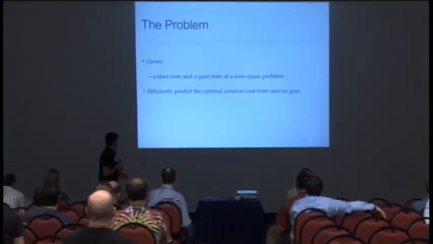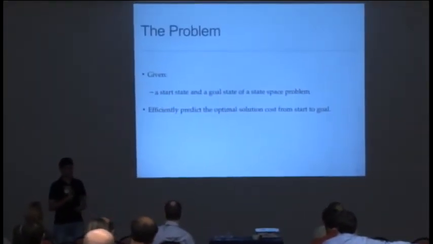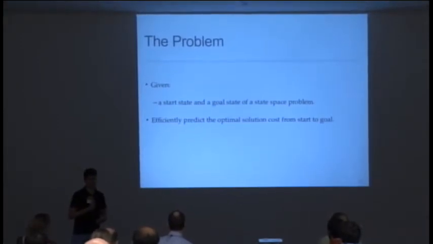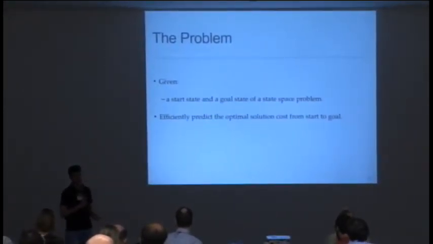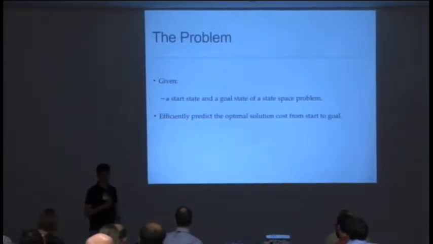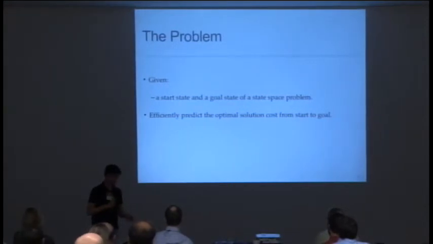So the problem definition here is very simple. We have a start state and a goal state of a state space problem, and then we want to predict the optimal solution cost. The definition is fairly simple. The question is, why do we want to do that?